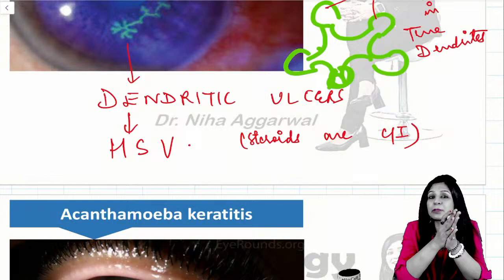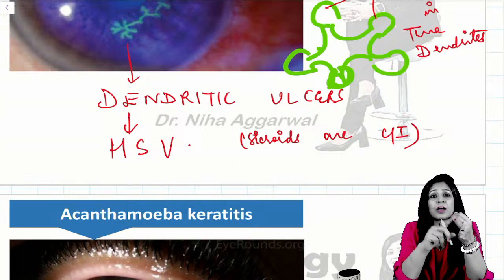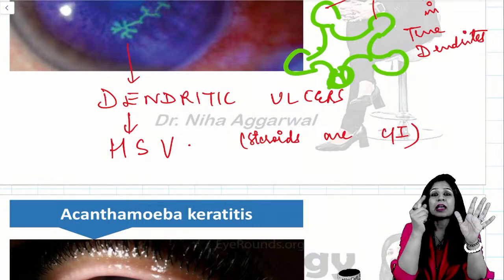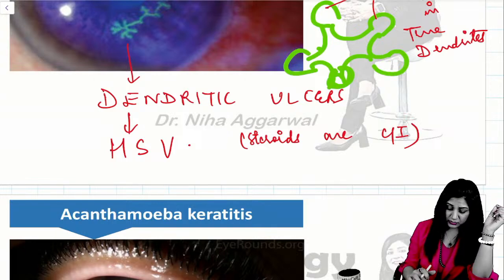They are called amoeboid ulcer. So looking at this picture, name of this ulcer, where it is found, how they are true dendrites, steroids are contraindicated, and the name of the stain and name of the filter. These are the other important questions related to it.